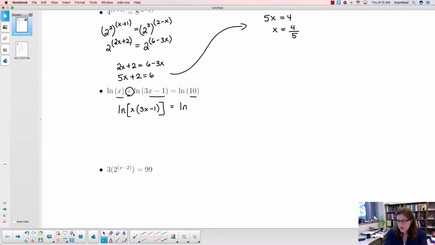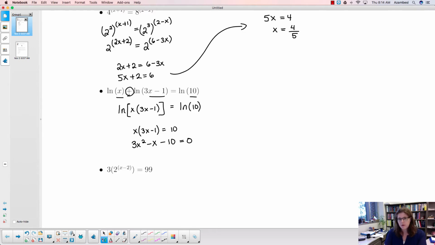And I still have the natural log of 10 on the right-hand side. Now that I have one single log on each side, I can set my arguments equal. So x times 3x minus 1 is equal to 10. Distributing, it's going to be a quadratic, so 3x squared minus x, and I'm going to bring the 10 over, minus 10 equal to 0.